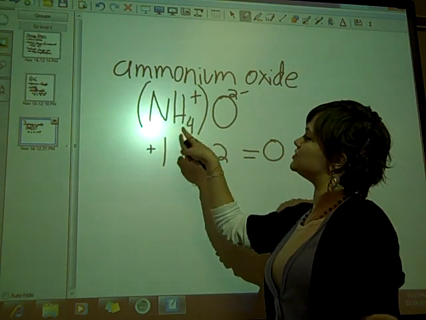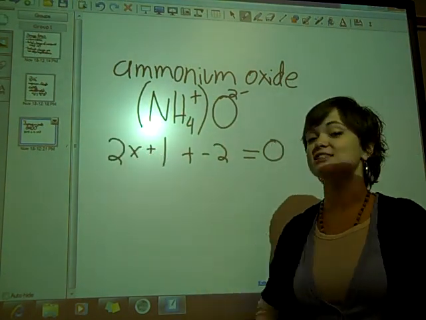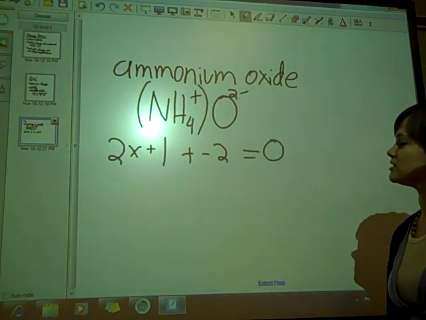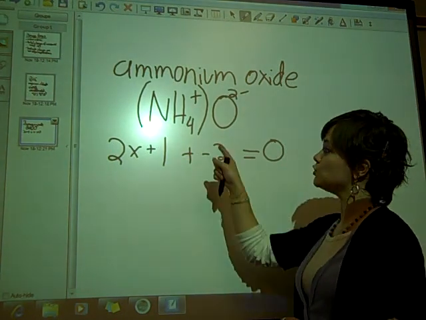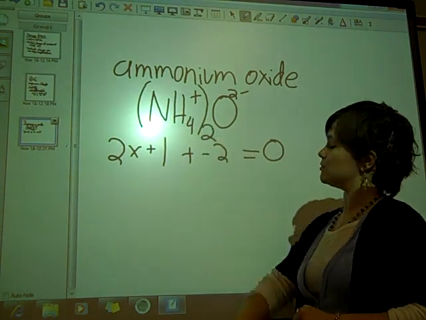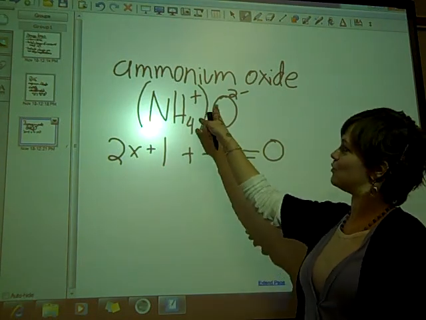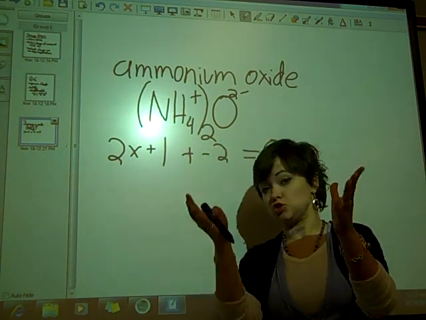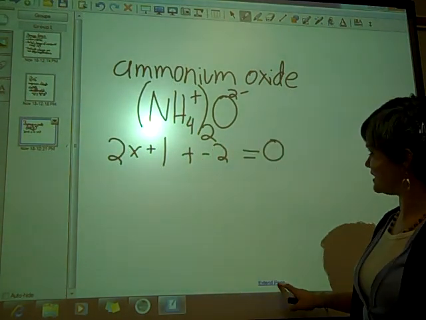I can't change anything that's in this shrink-wrapped package, but I can have a second one of those packages. Now, positive 2 plus negative 2 equals 0. We're good to go. I need to indicate that I want 2 of this plus 1 package. So my subscript of a 2 must go on the outside of my parentheses to indicate I want 2 of these. So (NH4)2O is the formula for ammonium oxide.